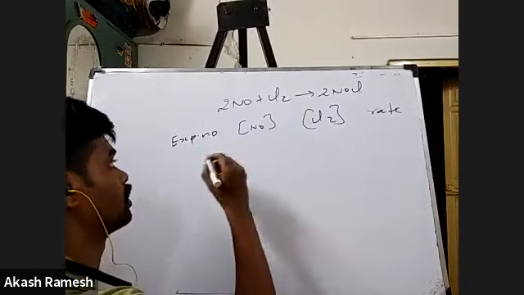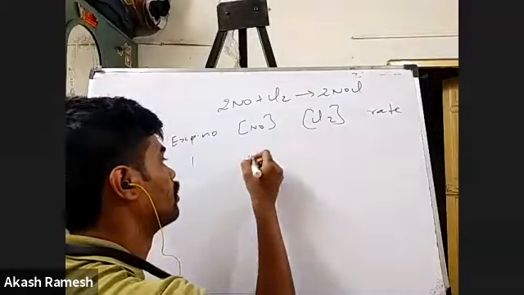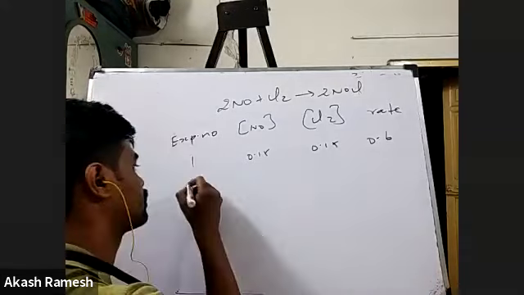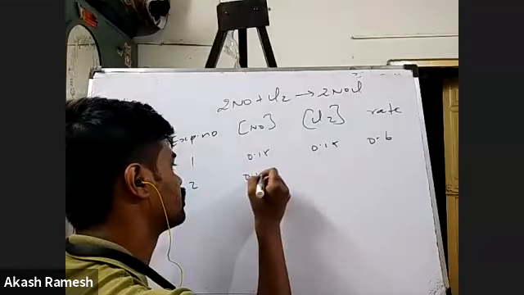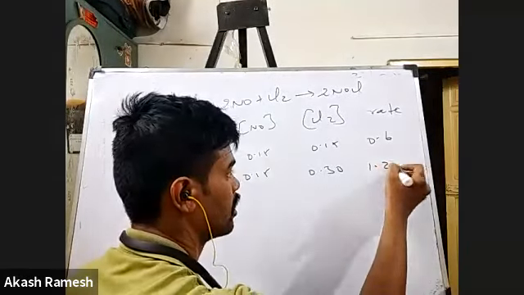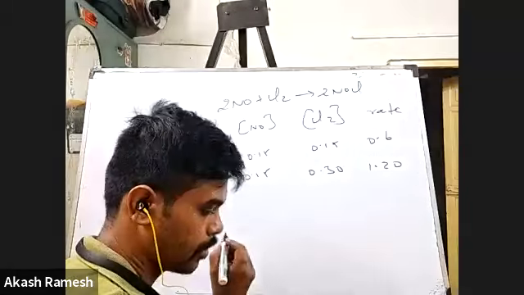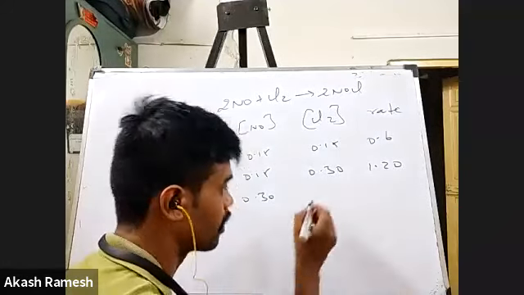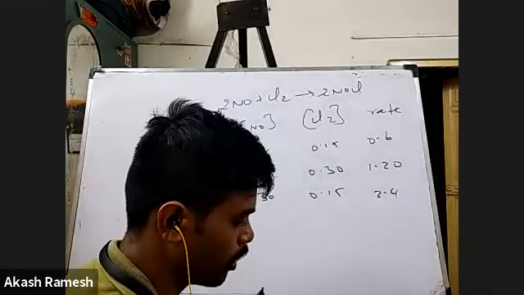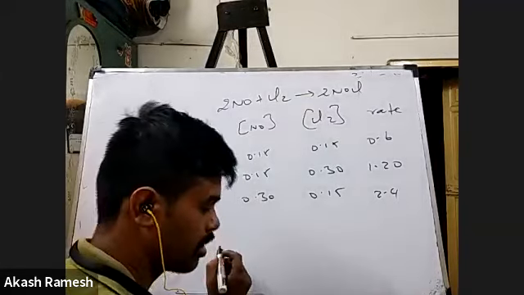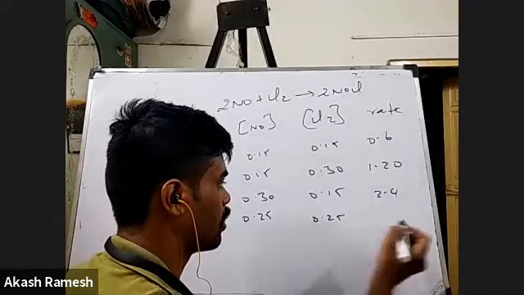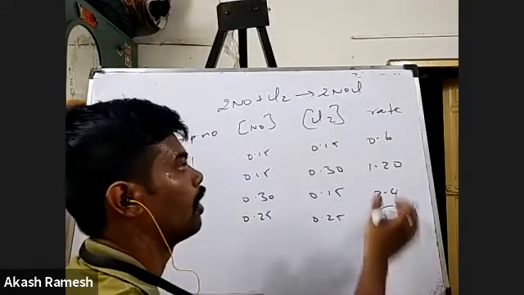Right? Okay, so here experiment number 1, 0.15, 0.15. Here it is 0.6. Experiment number 2 is 0.15, 0.30. Here it is 1.20. Third experiment 0.30, 0.15. Here it is 2.4. And for the fourth experiment, it is 0.25, 0.25. And they're asking what will be the rate at this.